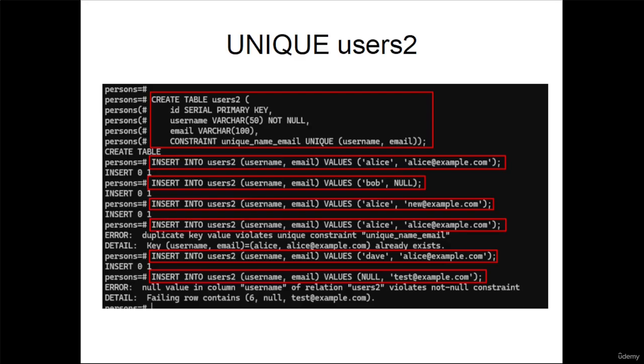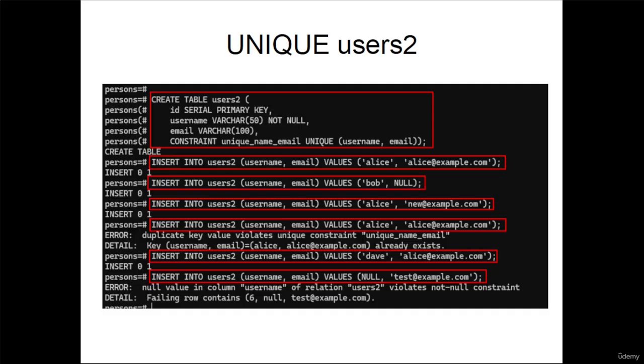You can see the outcome of the different statements in Postgres. Let us see why they succeed or fail. INSERT INTO users2 (username, email) VALUES ('Alice', 'alice@example.com'). Result: succeeds. Why? The combination Alice, alice@example.com is new and does not conflict with any existing rows, satisfying the composite unique constraint.